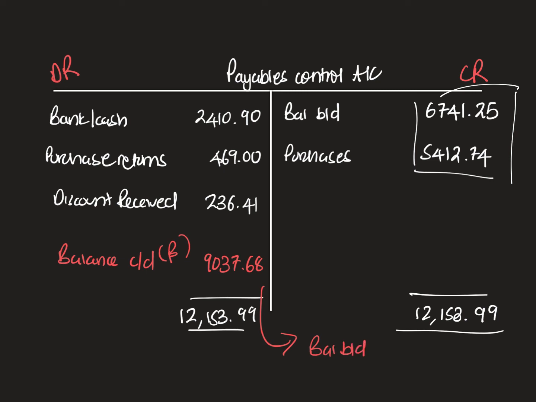We then make this the balance brought down on the opposite side of the ledger, which is essentially the figure that we would open the next financial period with. So we know that at the end of this financial period, the balance that remains to be paid to our suppliers, our payables, equates to $9,037.68.